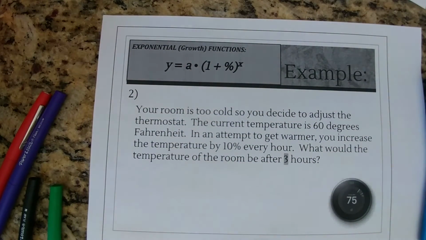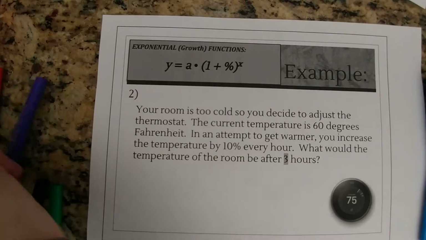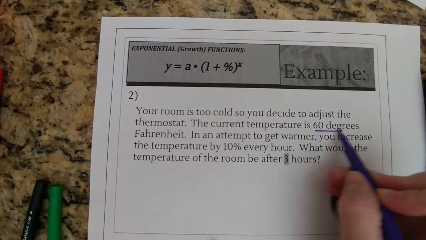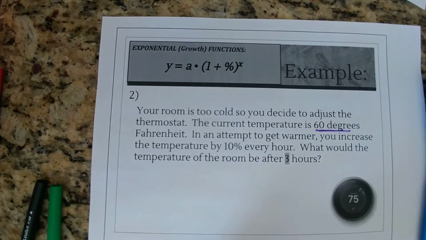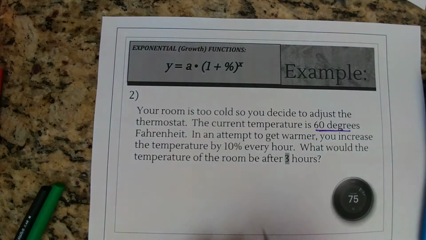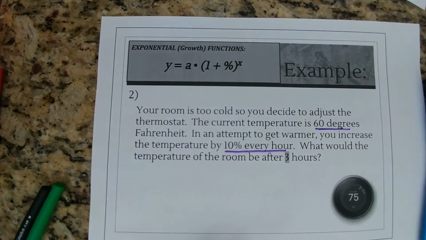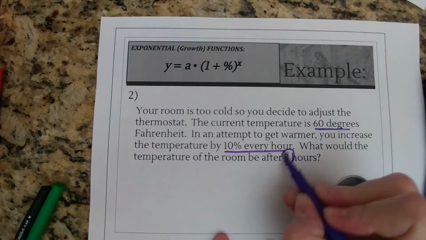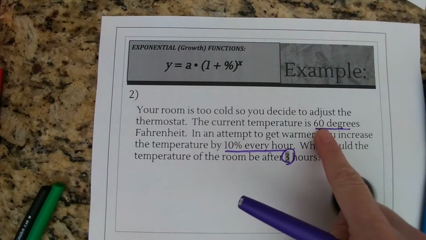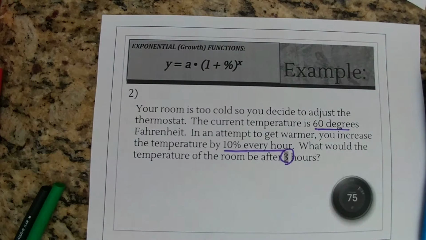All right, your room is too cold. So you decide to adjust the thermostat. The current temp is 60 degrees, so we can see our starting right here. In an attempt to get it warmer, you want to increase the temperature 10% every hour. What would the temperature of the room be after 3 hours? So here we have our start, we have our growth, and we have our time period.